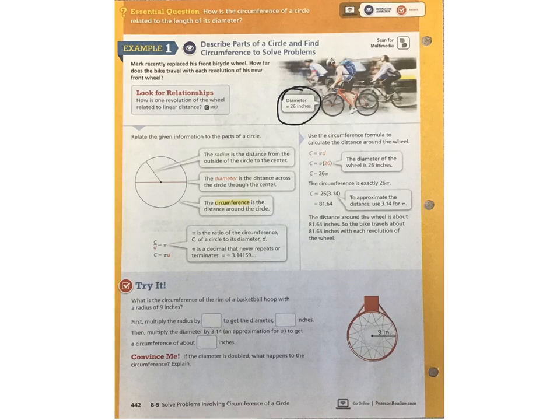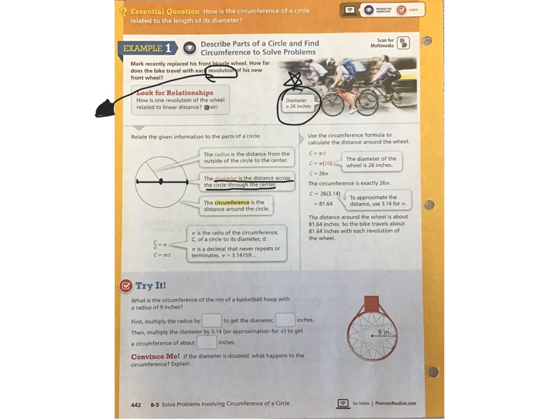First, let's notice in the picture that they tell us the diameter of the bike wheel. Remember that the diameter is the distance across the circle through its center. So this distance right here, going from edge to edge on the circle and through that middle, is called the diameter.